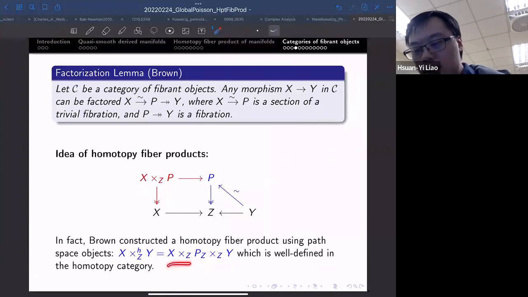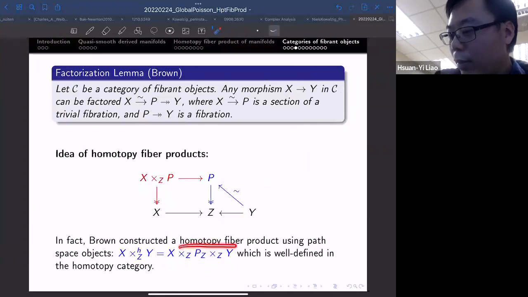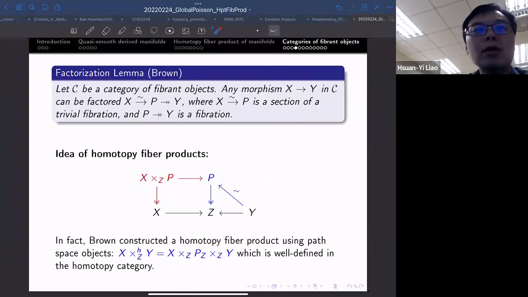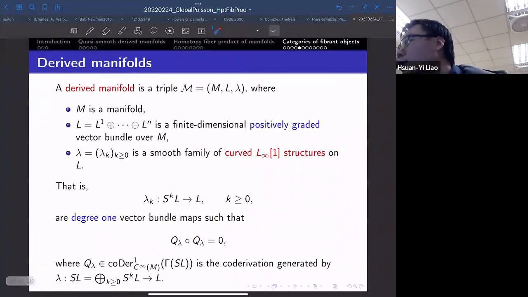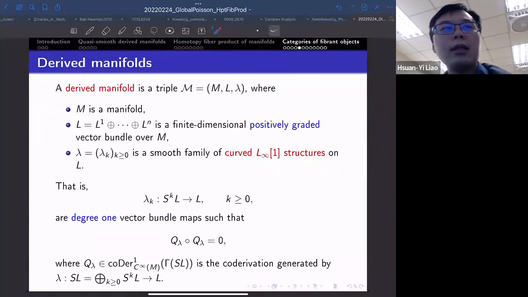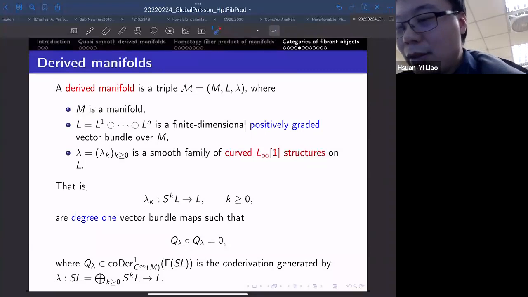And this exists in this category. And this is the homotopy fiber product. This is a general recipe for homotopy fiber product. So this is a kind of general recipe behind the previous construction.